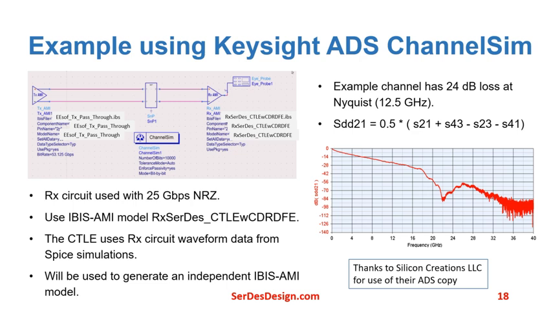In this example, the SerDes channel is defined with S parameters. This plot shows the SDD21 channel characteristic. It has 24 dB loss at Nyquist, which is 12.5 gigahertz. Thanks to Silicon Creations LLC for the use of their ADS copy.